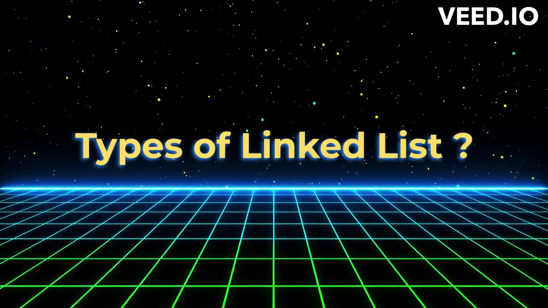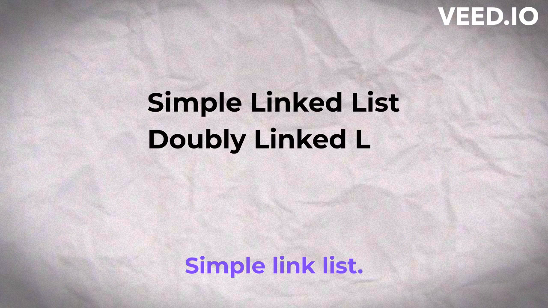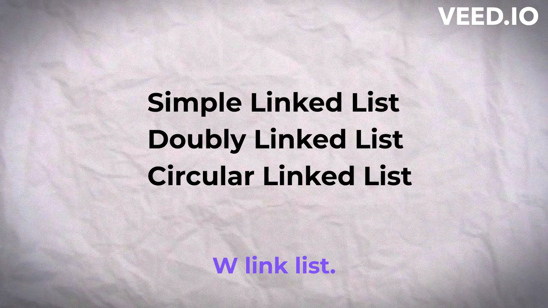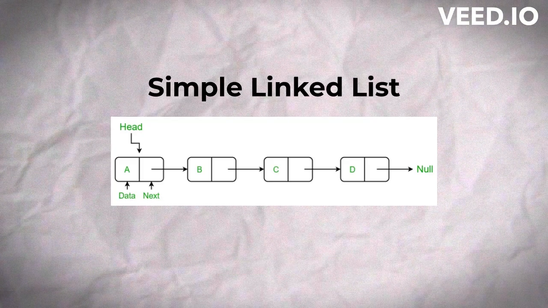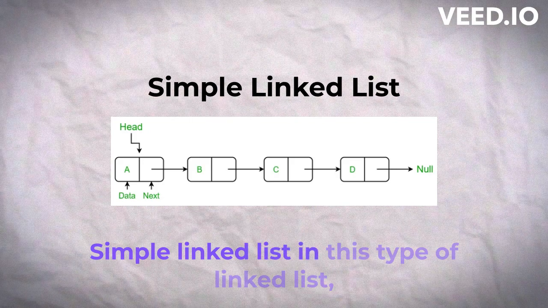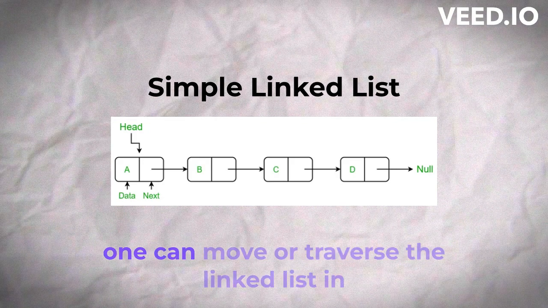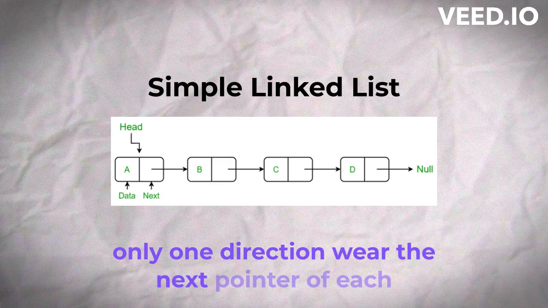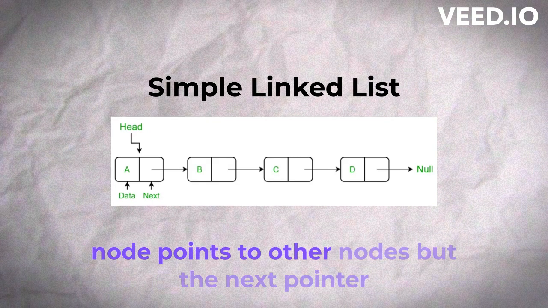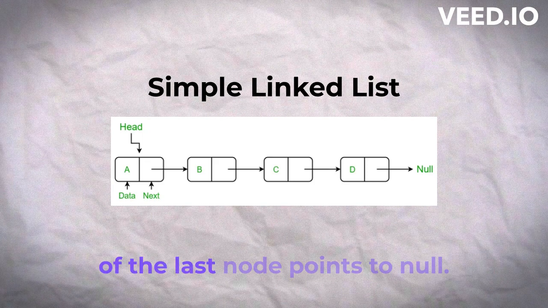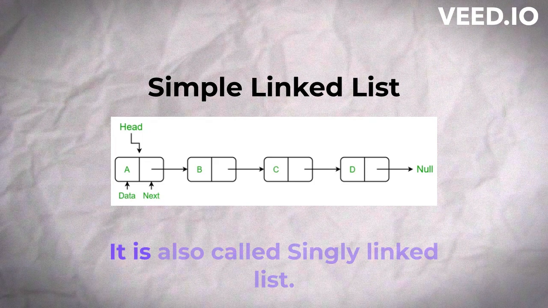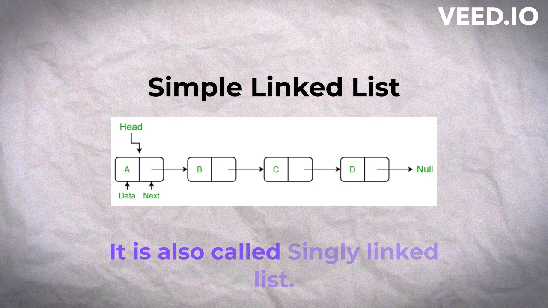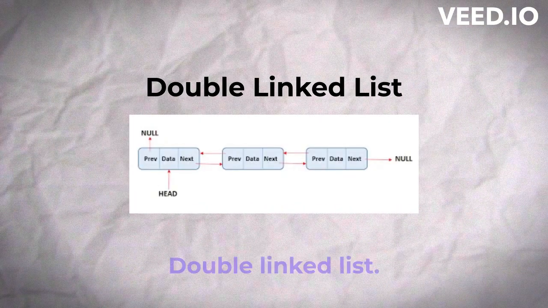Types of linked lists: simple linked list, doubly linked list, circular linked list. Simple linked list: in this type of linked list, one can move or traverse the linked list in only one direction, where the next pointer of each node points to the next node, but the next pointer of the last node points to null. It is also called a singly linked list.